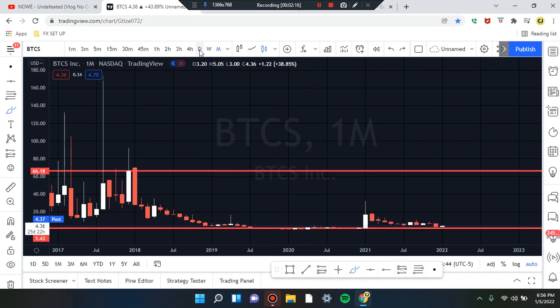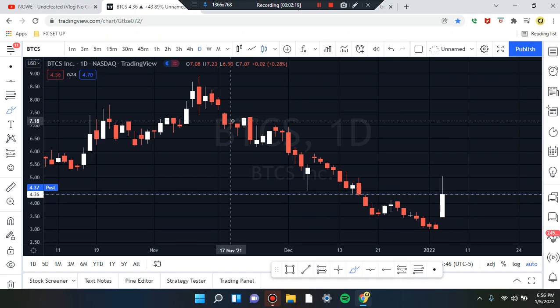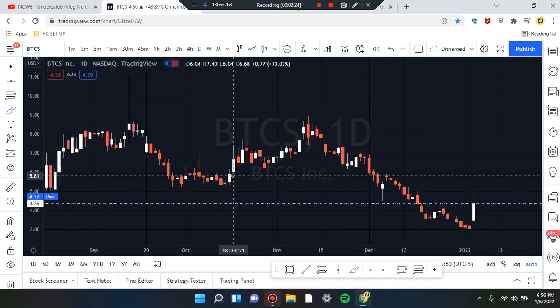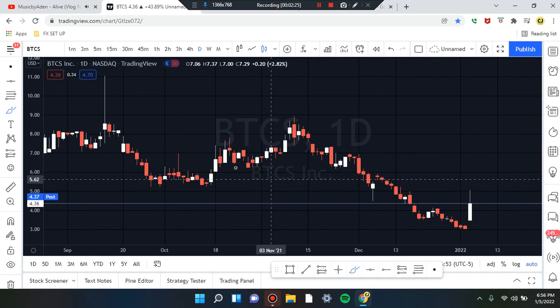We're going to skip over the weekly. Let's walk down to the daily. I look for patterns in the market. We can identify a few right in front of us. So let's see what we see right here.